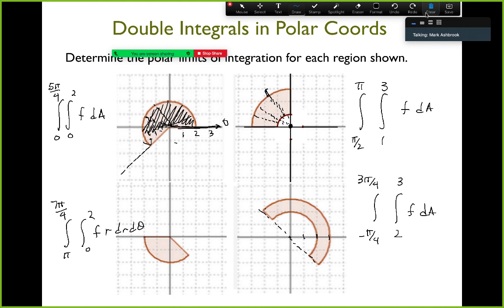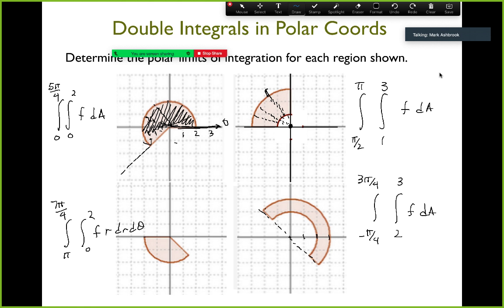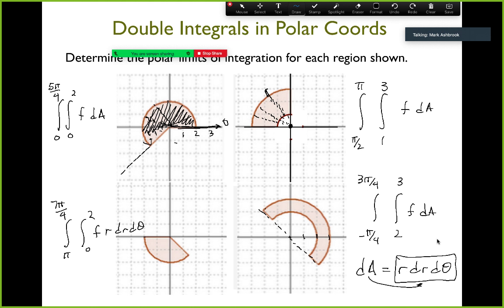All right, let's look at another example. I have a question. Please. What's the difference between the dA and the r d theta again? Nothing. dA equals r d theta. That's what we found for polar coordinates. So when you're solving it, you need to write this down, just like we write down dx dy or dy dx for dA.